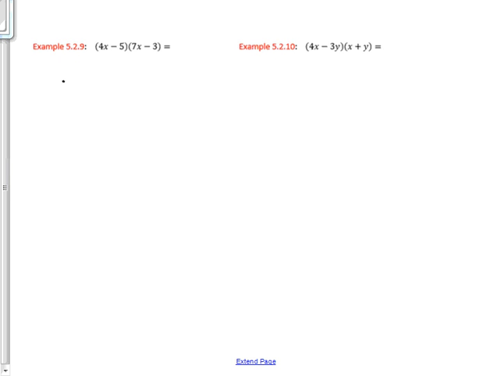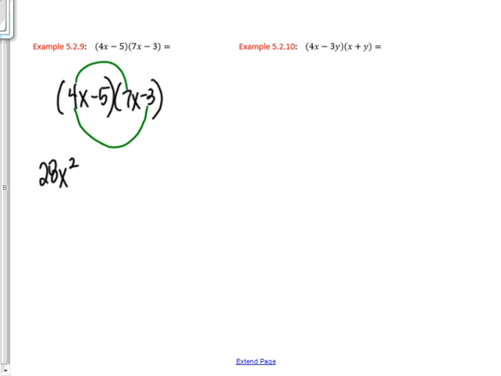Right, here's 2 more to practice. 4x minus 5 times 7x minus 3. All right, so here we go. First times first. 4x times 7x would be 28x squared. All right, outside. 4x times negative 3, negative 12x. Inside would be a negative 5 times 7x, or a negative 35x.